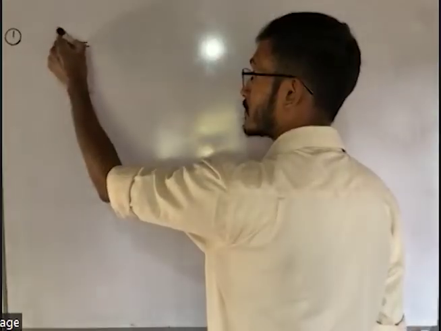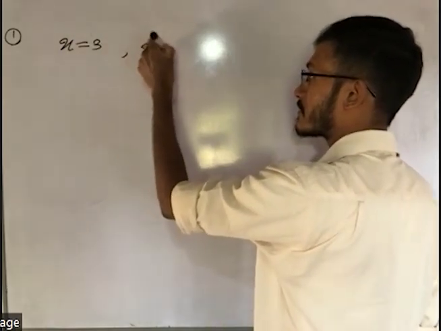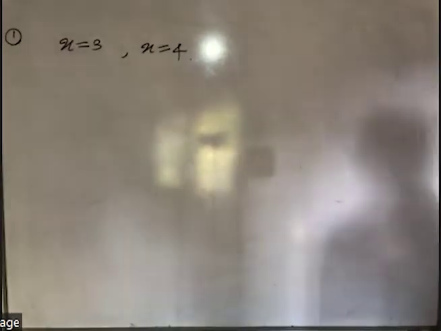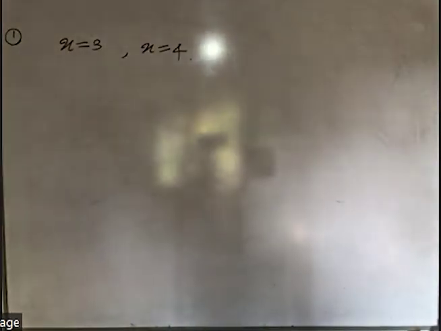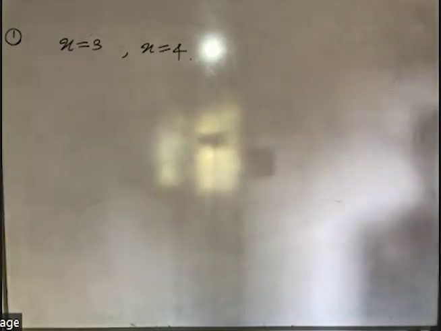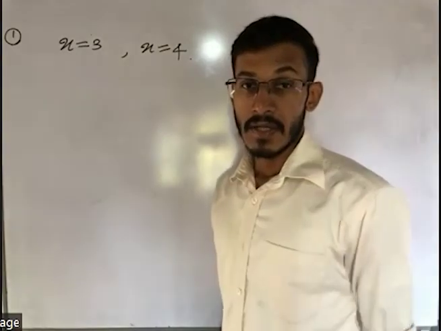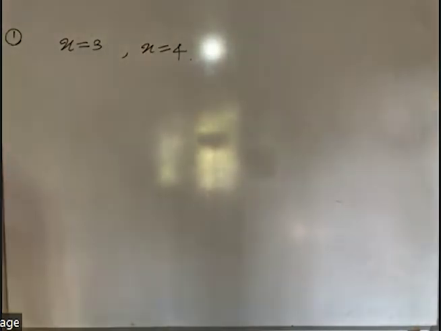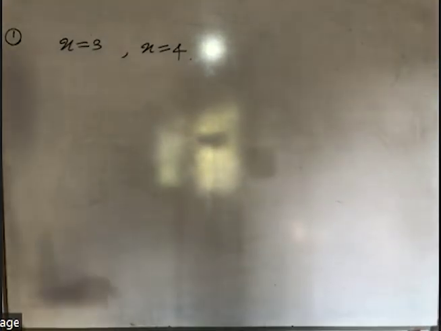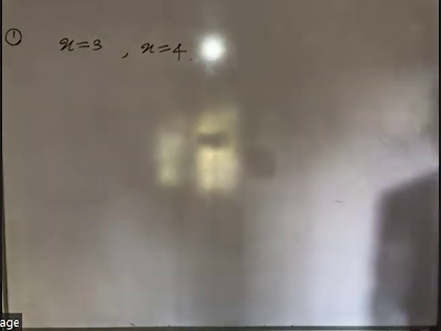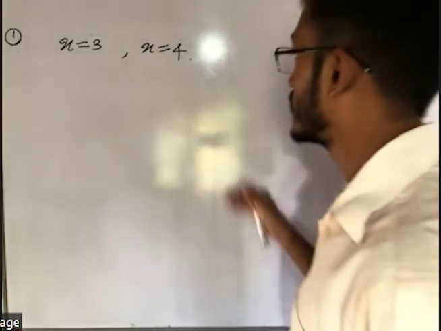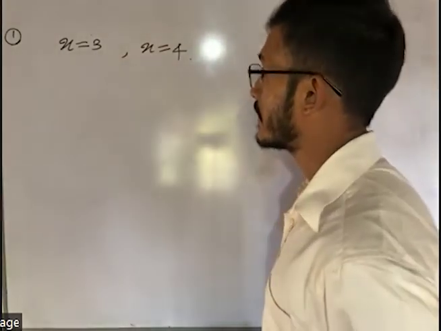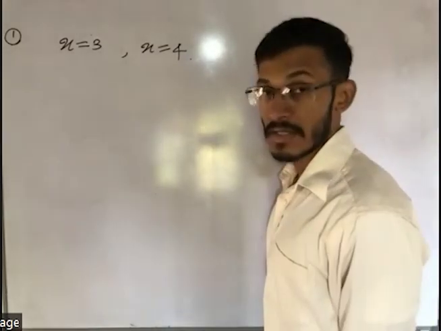3, 4. That means x equal to 3, x equal to 4. These are the roots. In the previous example, we saw that when a quadratic equation is given, we can simplify it and find the roots of that equation. So here, this is the reverse process of that. The roots are given, and now we have to find the quadratic equation. So this is the method.